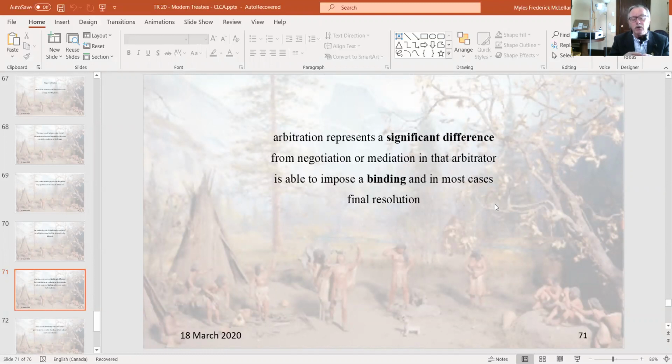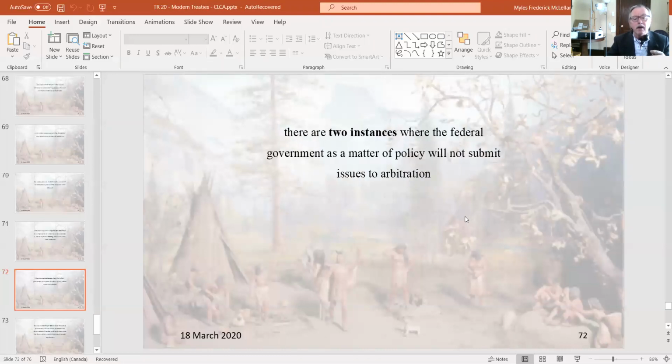The arbitrator is going to follow the rules that have already been put in place in the treaty document itself, and then will hear arguments from both parties, and then the arbitrator, very much like a judge, will make a decision that is binding upon the parties. So the parties appreciate that after they've argued their positions, they're going to have to live with the decision made by the arbitrator. There are 2 instances where the federal government will not submit to the arbitration process.